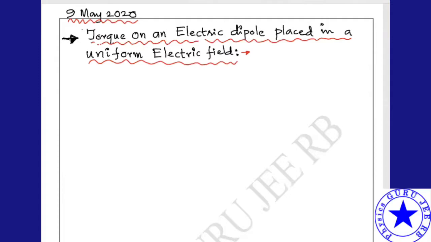Good morning, all. In the last class, we were discussing potential due to shells and electric field due to shells and spheres. Today we'll start off with the torque on an electric dipole placed in a uniform electric field. These are not new terms to you. Electric dipole, electric dipole moment, and what is a uniform electric field, right?